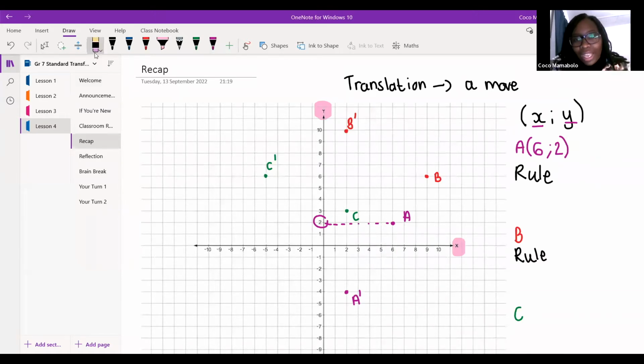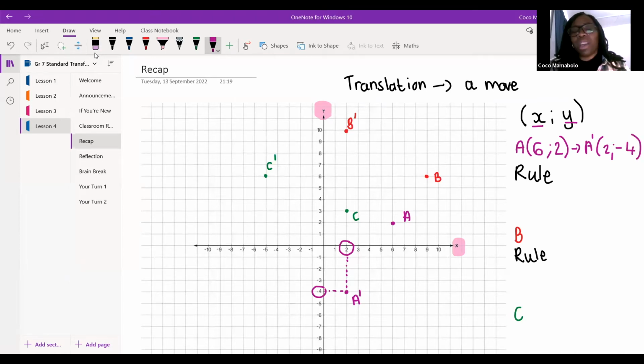Now, in order to find A prime, I'm going to do the exact same thing. I'm going to take this dot down here, and I'm going to stretch it up all the way over there to that X line. And I'm going to find that my X coordinate is 2. And this is A prime. My X coordinate is 2. And my Y coordinate, I'm going to go all the way to my Y line and I'm going to find that my Y coordinate is -4.